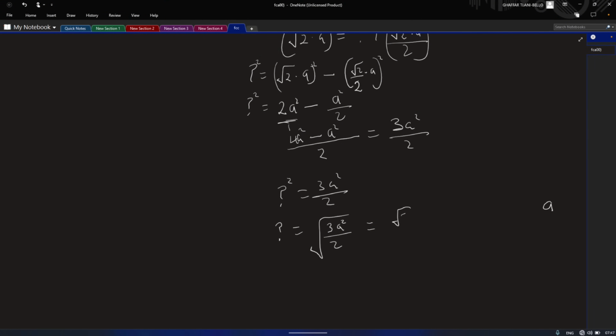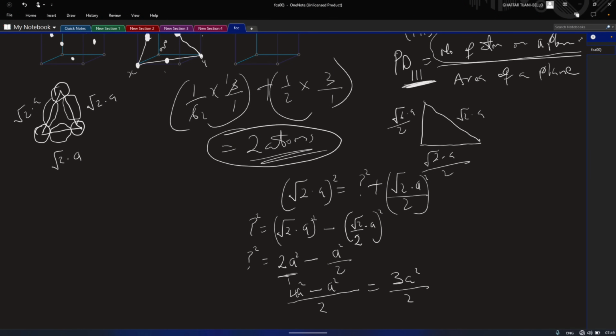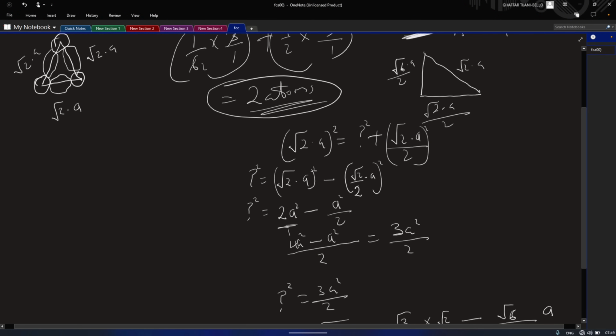Then we'll have root 3 over root 2 times root 2 over root 2, which will give us root 6 over 2a. So unknown is equal to root 6 over 2 times a. That's our unknown. It is root 6 times a over 2. So let's erase all of this.